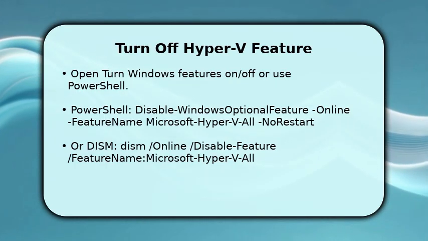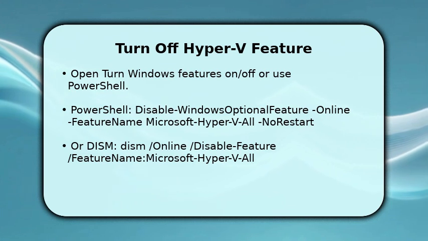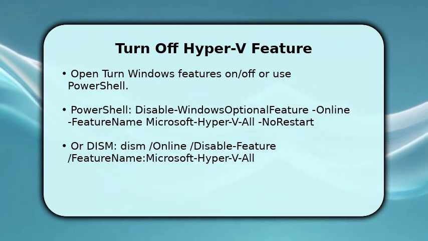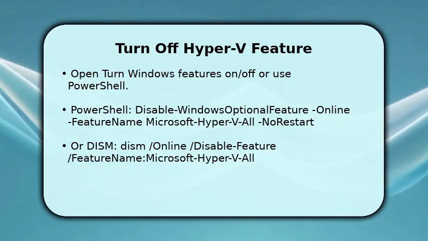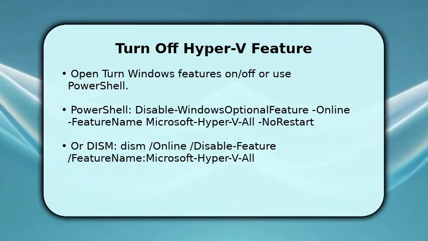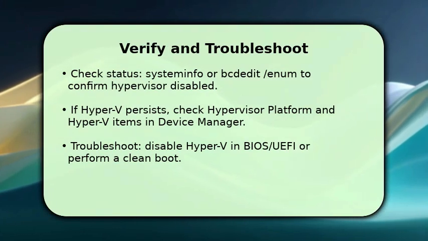Make sure to close VMs and related services first, then restart when you choose so Windows finishes cleaning up files and drivers. After rebooting, verify the change by running systeminfo and looking for Hyper-V VM Monitor Mode Extensions, or use bcdedit /enum to confirm hypervisorlaunchtype is off.